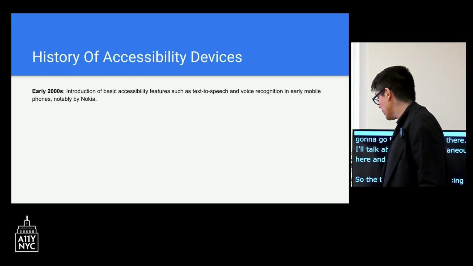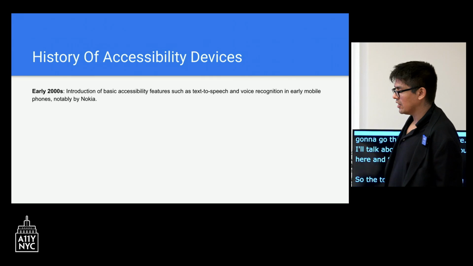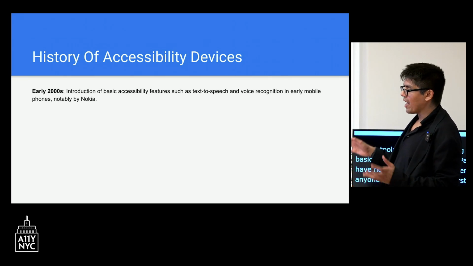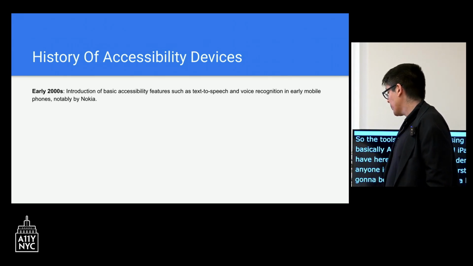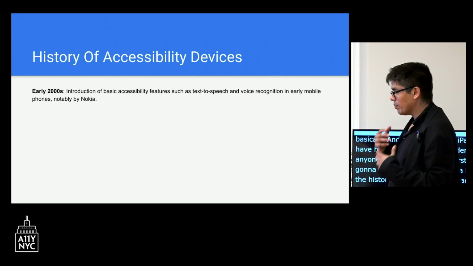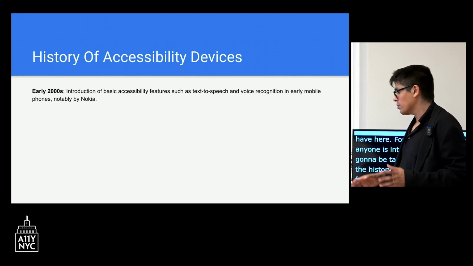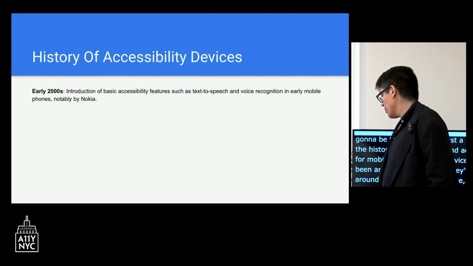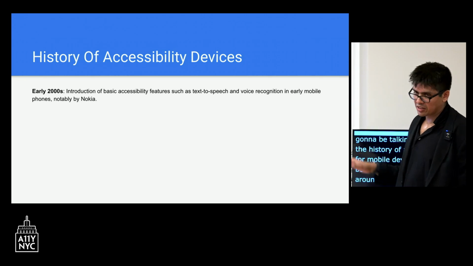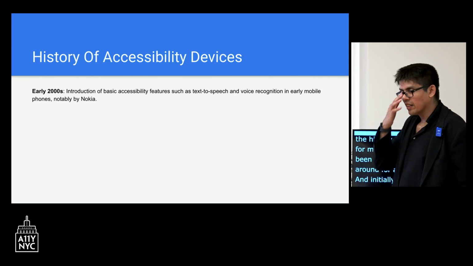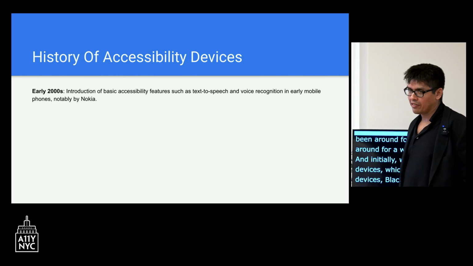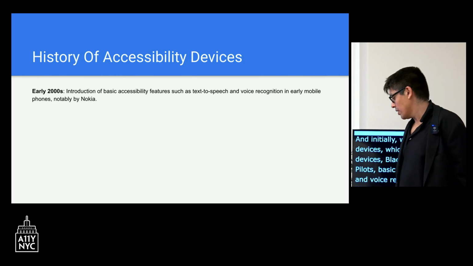Okay, so the first thing I'm going to be talking about is a little bit of the history of accessibility for mobile devices. Mobile devices haven't been around that long. They've been around for a while, but not that long. Initially, with the very first mobile devices, which were mostly Nokia devices, BlackBerries, PDAs, Palm Pilots, basic accessibility was text-to-speech and voice recognition. That was the limit originally, because mobile devices were not very advanced and were not used by many people early on.